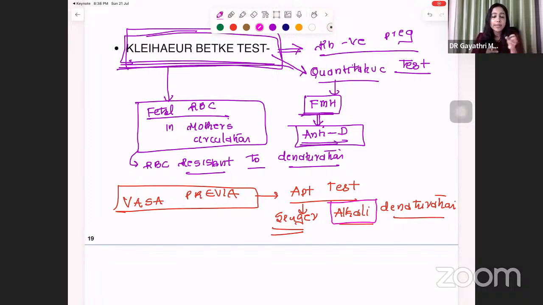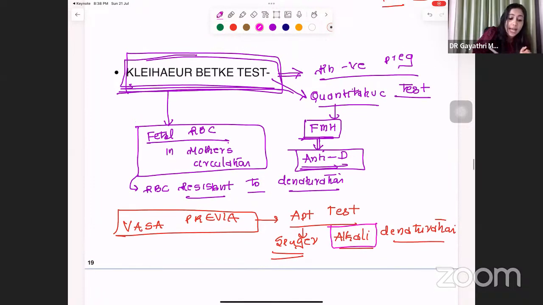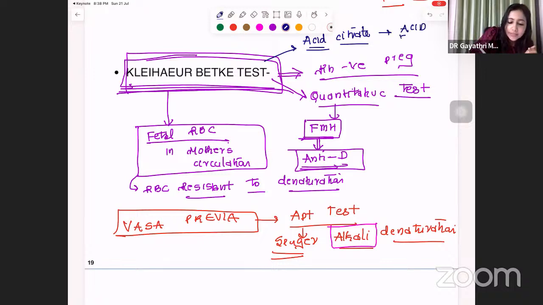In the Kleihauer-Betke test, you are not using an alkali. It's actually an acid that you are using. You are using acid citrate. This is also known as the acid elution test. Elution, something eluding means something goes out. So what will happen once you add this acid? All the maternal RBCs will lose their color and appear like ghost-like cells. Okay, whatever points are given here, that will be enough about these tests.